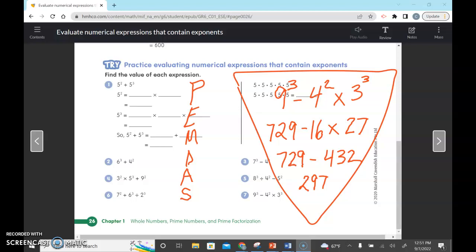So this concludes our video on squares and cubes. If you have any questions about this concept, please come and see me. I look forward to working with you on this concept in math tomorrow.